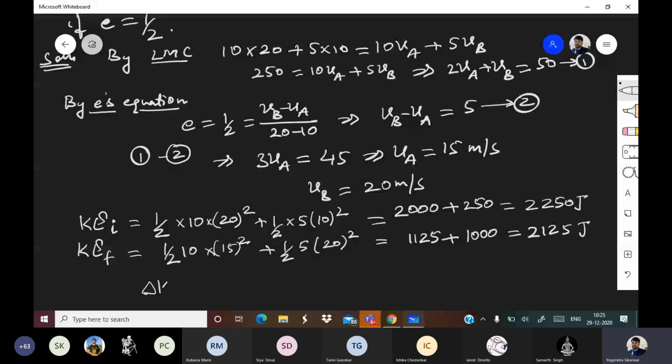So delta K is equal to KE final minus KE initial is equal to 2125 minus 2250, and that comes out to be minus 125 joule. So this much will be the loss of energy. Vedant, you were right. You were right, Vedant.